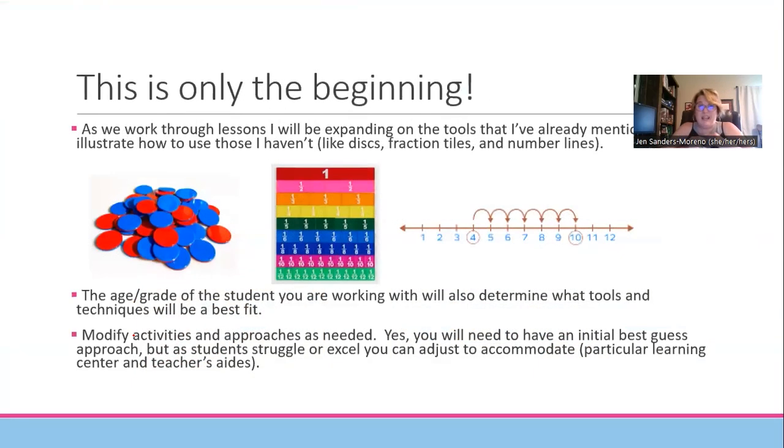Okay, this is only the beginning. We've got a long way to go. So we'll touch on things like discs, fraction tiles, number lines, the whole shebang. Always remember the age, grade of your student, the ability. Do you have someone who's really advanced, so they don't really want to do dots for a while? They're ready to go to digits and numbers. Do you have the opposite? Somebody who needs a little bit more soft handling, and so they do need that extra little care.